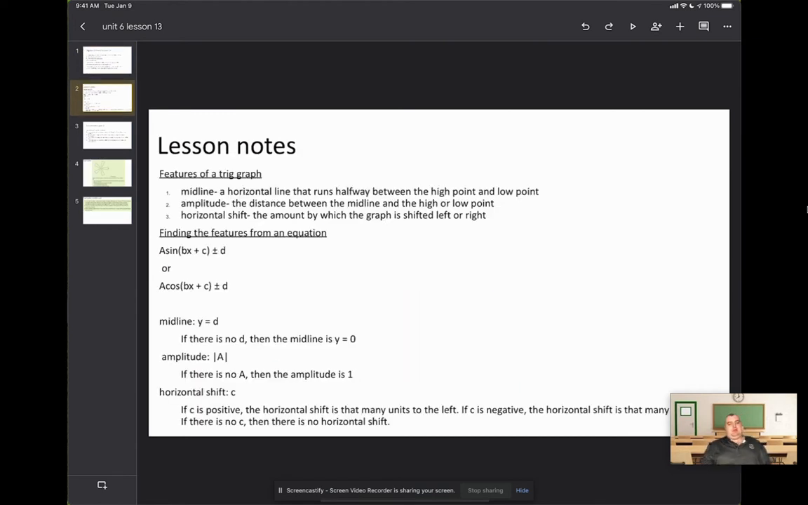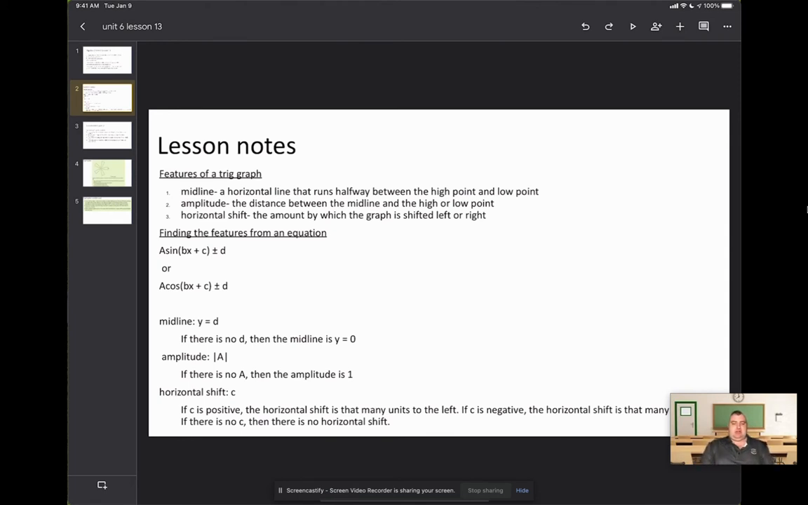So let's first go through the lesson notes here. There are three basic features that we want to talk about in this lesson: the midline, the amplitude, and a horizontal shift. You might remember from the first half of this unit, we've looked at some trig graphs, and most trig graphs have this wavy shape, with the exception of obviously the tangent. But sine and cosine graphs generally have this same wave shape.